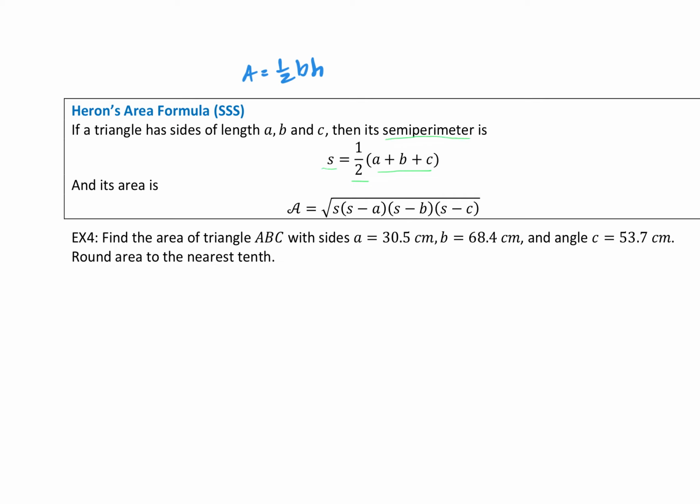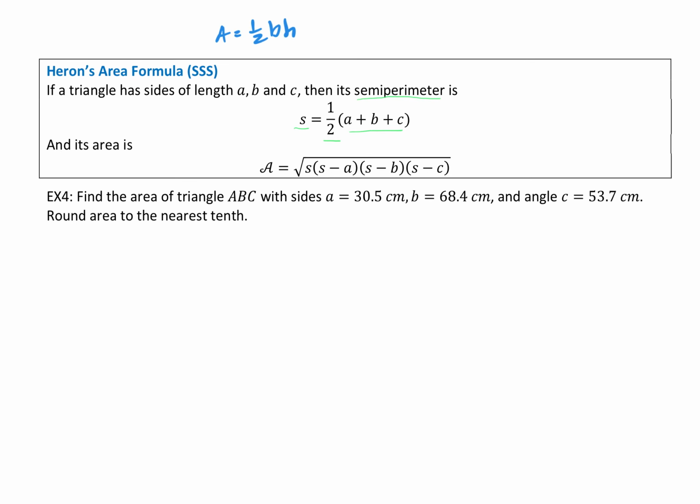So we're going to use S to stand for semi-perimeter. It's not the same as the S for the arc length formula that we looked at the beginning of this class. So to find the area, you need that semi-perimeter first. But again, if you have all three sides, that's pretty easy to find, as opposed to maybe finding the height of the triangle. And then you would use this formula here.